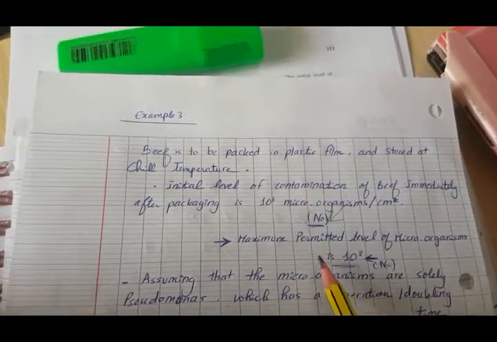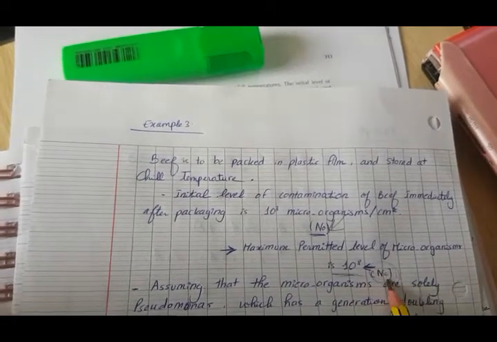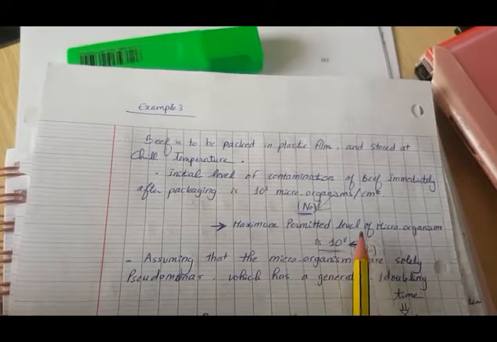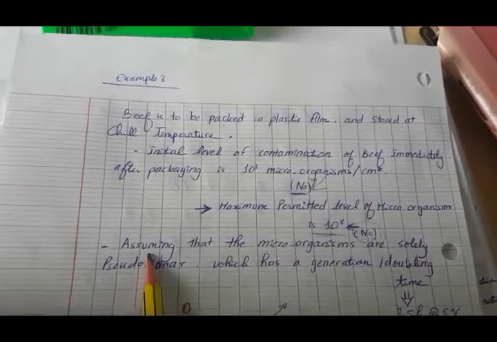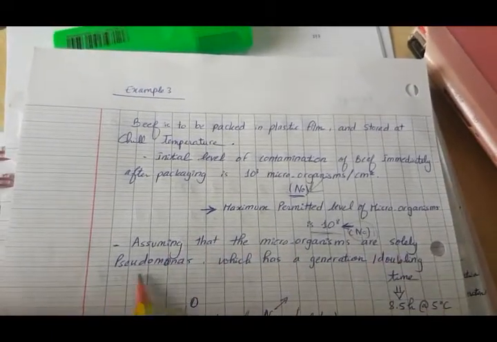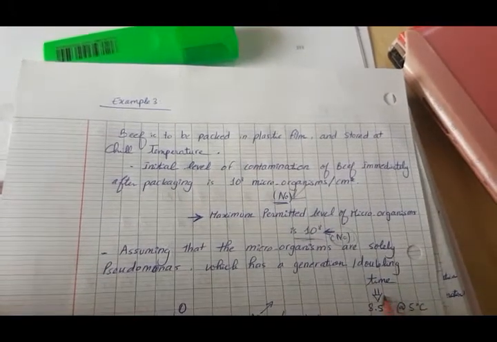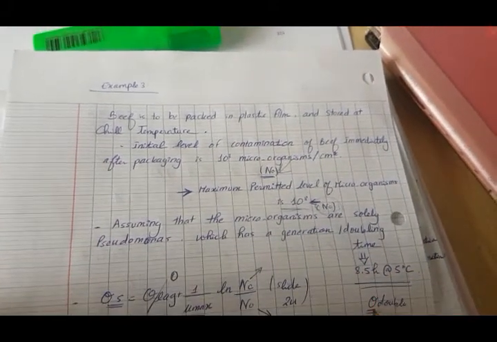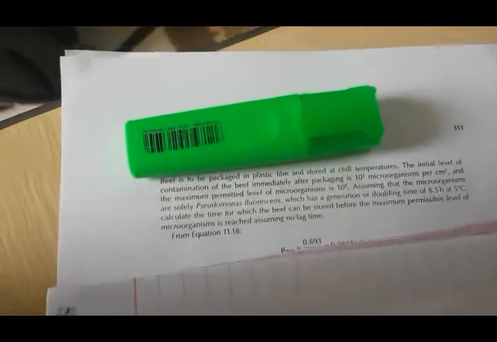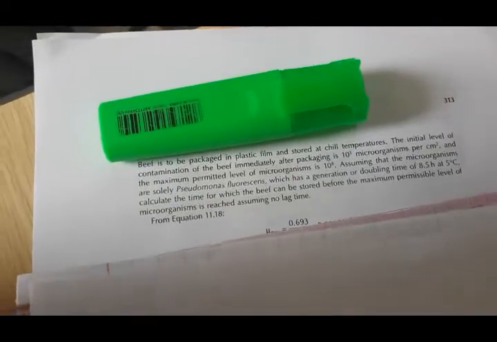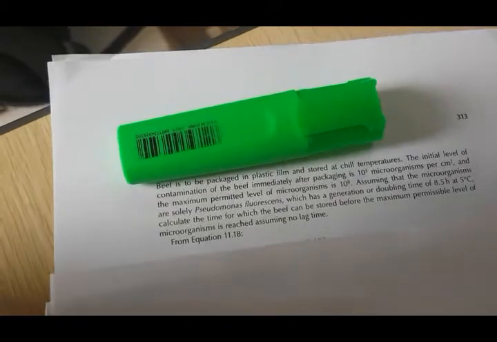Maximum permitted level of microorganism is 10 to the power 8, representing the Nc, the maximum number of microorganisms to be presented for the beef inside the plastic package. Assuming that the microorganisms are solely Pseudomonas, they have a generation doubling time of 8.5 hours at 5 degrees Celsius, which corresponds to theta double. Now I'm gonna go back for the question, which is calculate the time for which the beef can be stored before the maximum permissible level is reached, assuming no lag time.